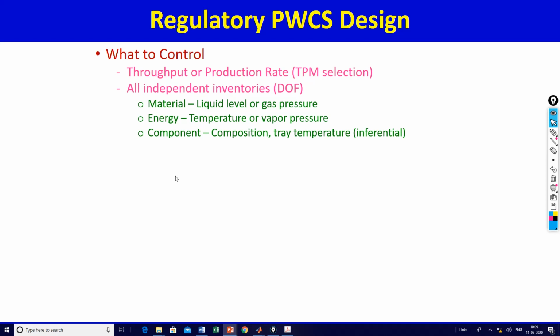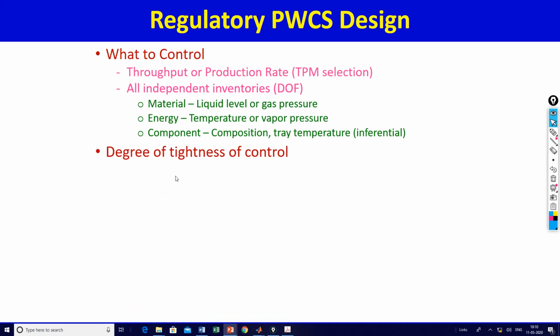Component inventories are reflected in composition measurements. In distillation columns, the tray temperature is an inferential measure of composition, because if the heavy key on a tray increases, the temperature of that tray will increase. So an increasing tray temperature indirectly reflects increase of heavy key on the tray, and so on and so forth. So tray temperature can be an inferential measurement of component inventory.